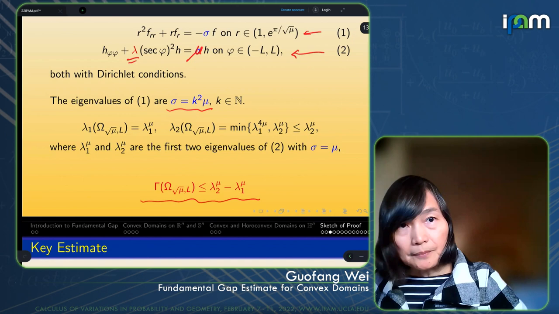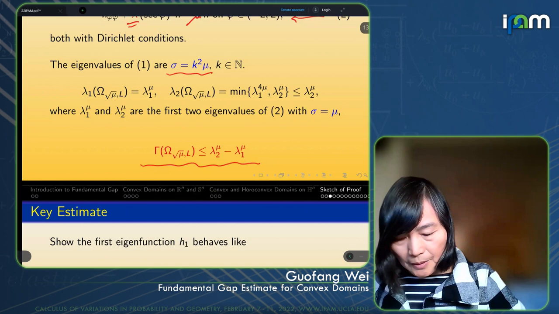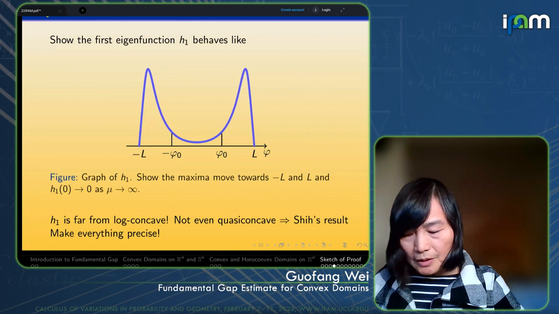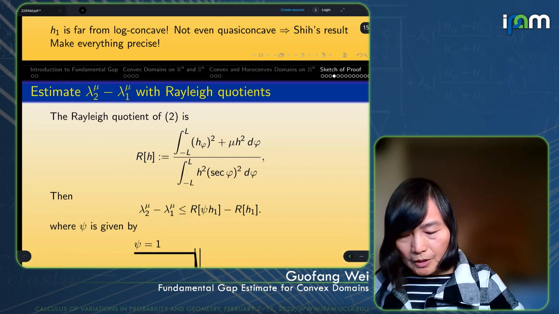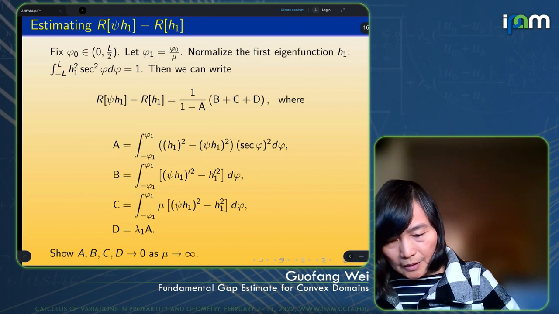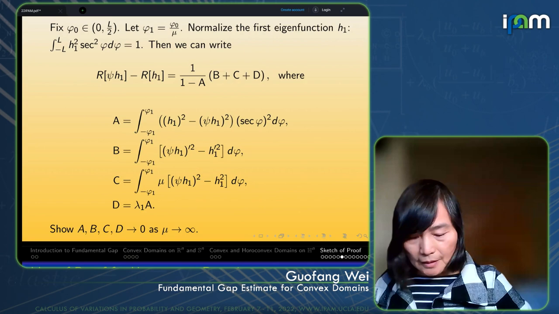And we are doing the upper bound. We can do the upper bound by a Rayleigh quotient estimate. The key is showing that the first eigenfunction looks like the following shape. Then you can use the Rayleigh quotient to test the function, which is an odd function, put it in, compute precisely, and show that all the terms go to zero. Okay, I'll stop here.